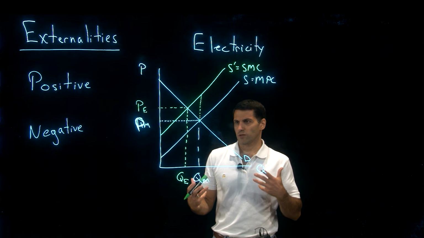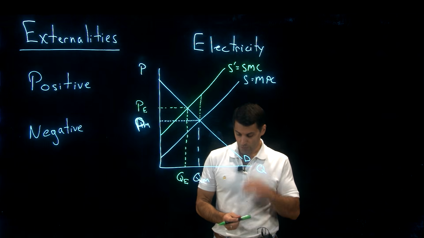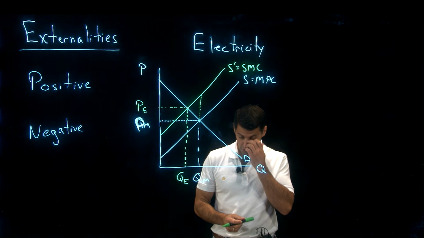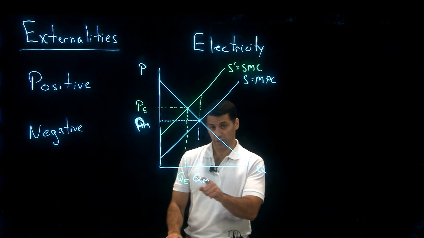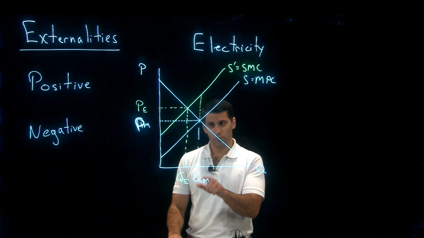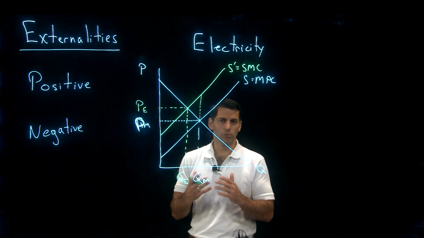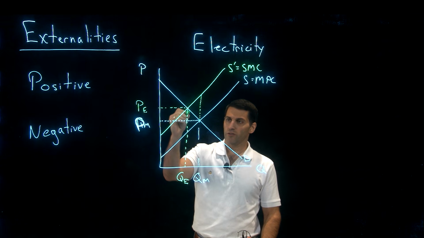So what's going on here? What are we seeing? Well, we're seeing here that we're producing too much. We're actually getting excess production. We should be producing at QE. Instead, we end up producing at QM. Well, why do we refer to that as excess production? Take a look at our demand curve.